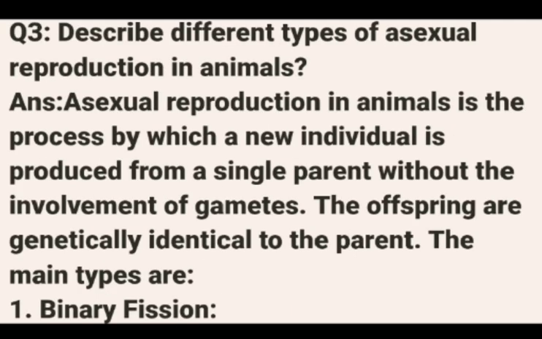Question number 3. Describe different types of asexual reproduction in animals. Answer: asexual reproduction in animals is the process by which a new individual is produced from a single parent without the involvement of gametes. The offspring are genetically identical to the parent.